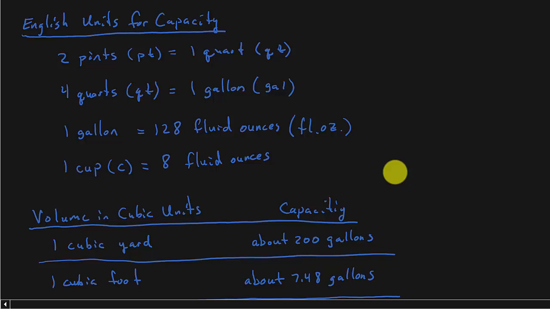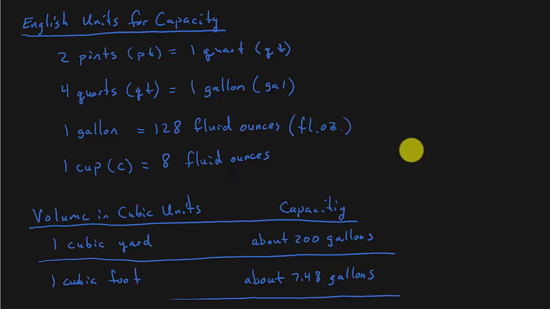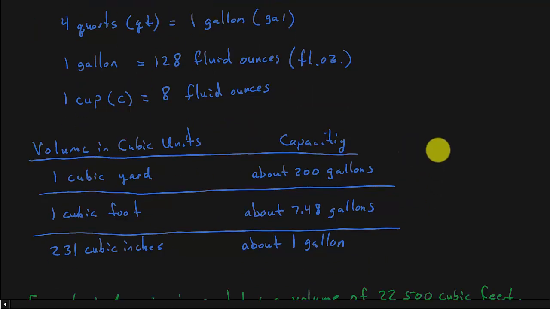Okay, so we've got some conversions here. We've got 2 pints is 1 quart, 4 quarts is 1 gallon, 1 gallon is 128 fluid ounces, and 1 cup is equal to 8 fluid ounces. Once again, you'll have to remember it. If you got a really nice teacher, they may give you these conversions for the test. I don't know. If not, you'd have to memorize them.